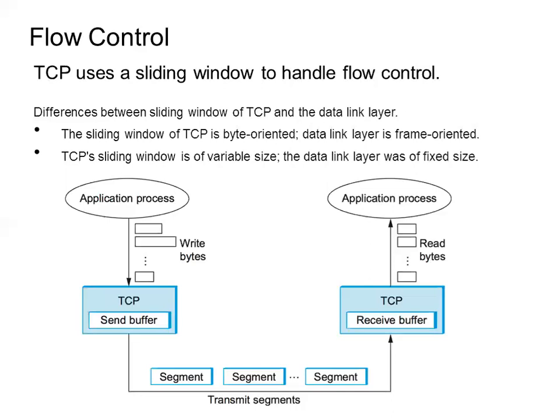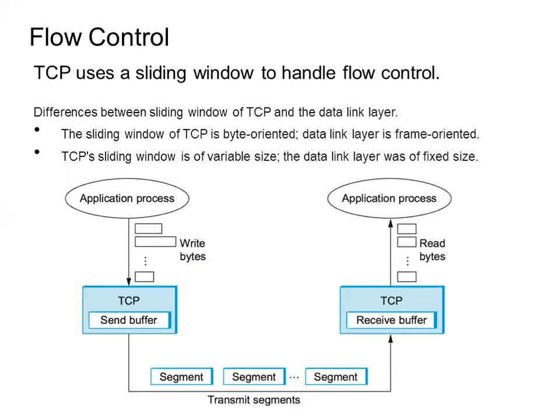We will be elaborating this in detail in the further slides. Before that, let us see what is the difference between the sliding window of TCP and the sliding window of data link layer. In case of data link layer, this sliding window, which is an imaginary window, was covering the frames of the buffer in the sender process. But in case of TCP, this sliding window will be covering the bytes in the buffer.